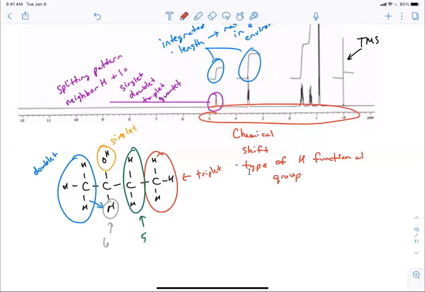Now, if you have multiple of the same environment, you just look at the neighboring hydrogens next to one section of that environment. Don't look at the total number of hydrogens next to it. Just say, okay, these ends are the same environment. Pick one end, look at its neighboring hydrogens, and that's the splitting pattern. Don't look at the neighboring hydrogens for both of them. Just look at one of the 2, and that will help you figure out the splitting pattern here.